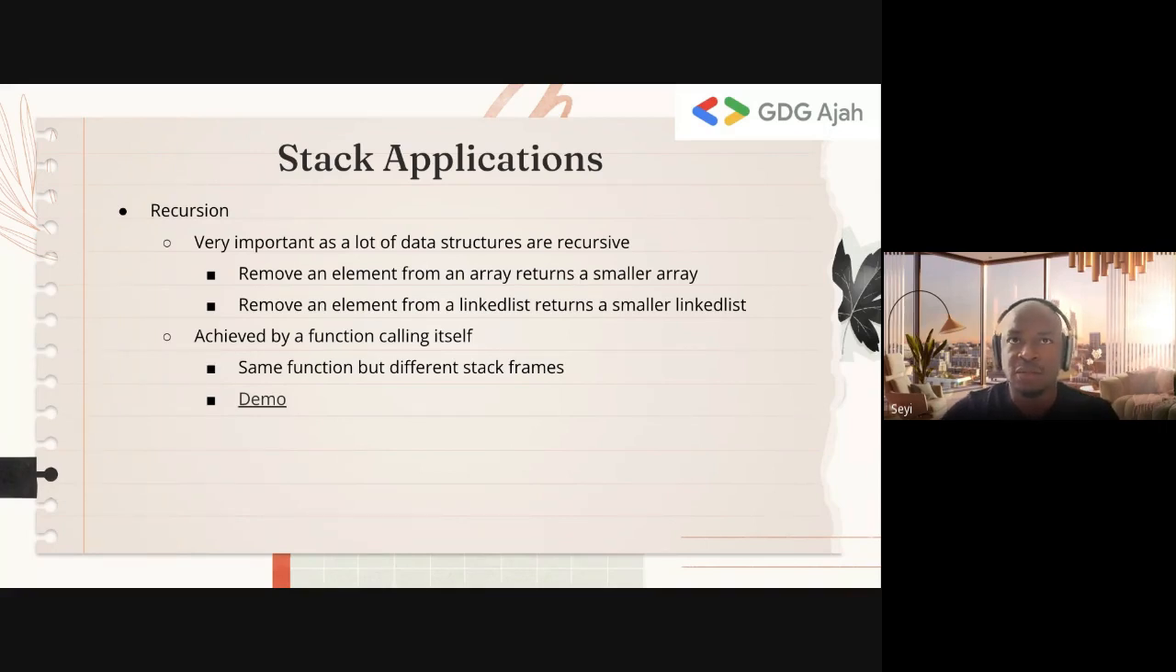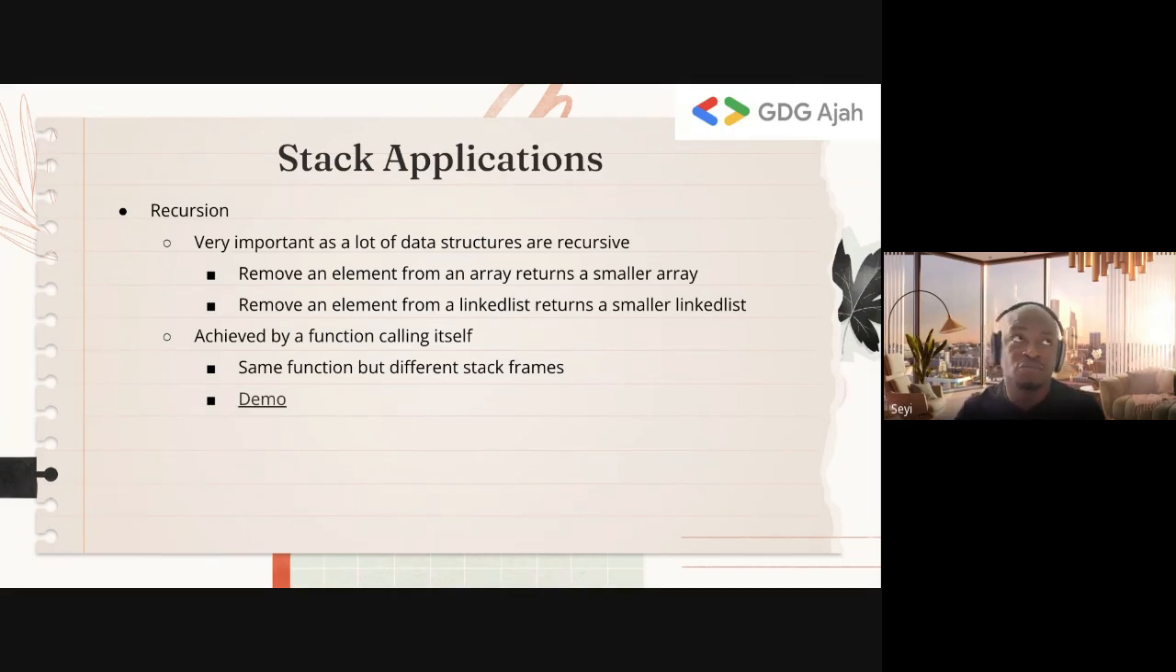Why is recursion important? So if you look at an array, for instance, if you remove an item from the array, you have an array that is smaller than the previous array you had, which is still an array. So if you keep removing items from the array, you have a smaller array, and a smaller array, and a smaller array, until you have one element in the array. So it's very important in that case. If you take a linked list, if you remove a node from the linked list, you have a smaller linked list. This pattern translates to a lot of things.